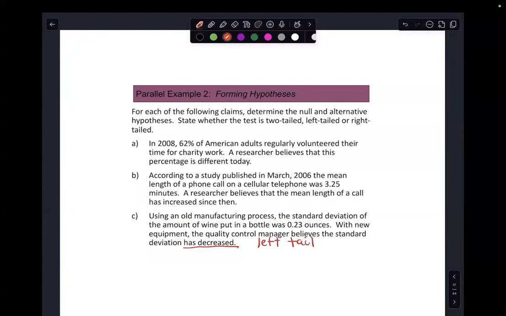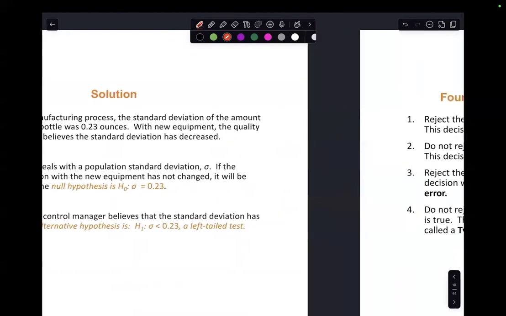Okay, so my null hypothesis is sigma, because we're talking about a population, equals 0.23. My alternative hypothesis is that sigma is less than 0.23. So that's the setup. Any questions on these? Okay, good. Cool beans.